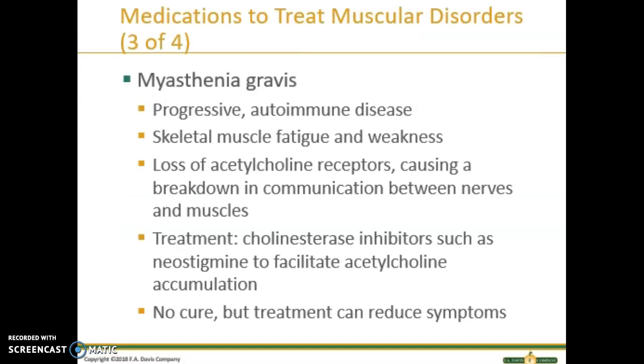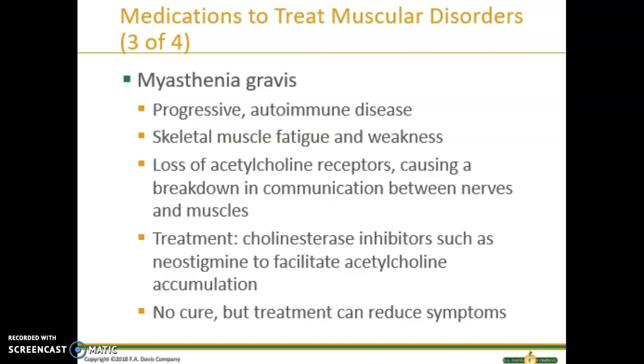Moving on to myasthenia gravis, and I think I've shared this with you in class, but my aunt actually has myasthenia gravis, and it's been a long process for her as far as figuring out how to manage it. So myasthenia gravis is progressive, and it is an autoimmune disease. Skeletal muscle fatigue and weakness are signs and symptoms of myasthenia gravis. So loss of acetylcholine receptors causes a breakdown in the communication between the nerves and the muscles. And so basically that makes it so anything that you do involuntarily can be affected.